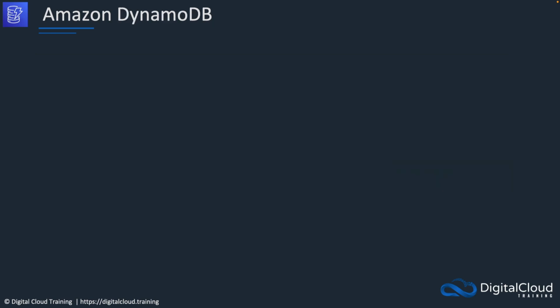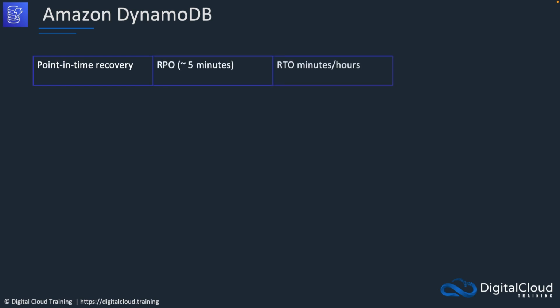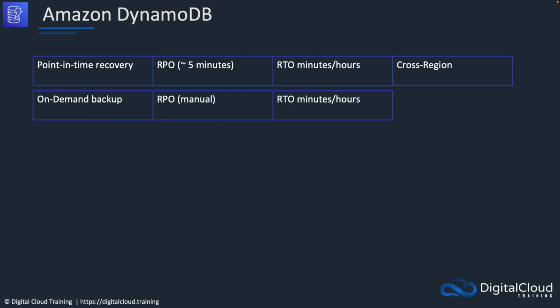Next database is DynamoDB. With DynamoDB, one option is point-in-time recovery. RPO is around 5 minutes. RTO again depends. Cross-region capability. We've got on-demand backup, which is manual, so the RPO depends on when you actually take the backup and how regularly. The RTO is again minutes to hours, and this is cross-region because you can save the backup across to a different region.